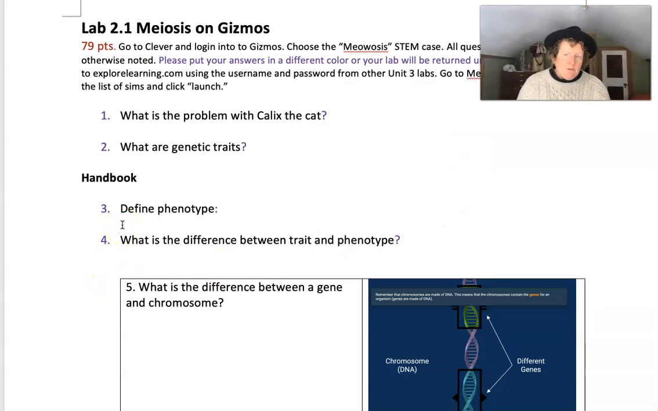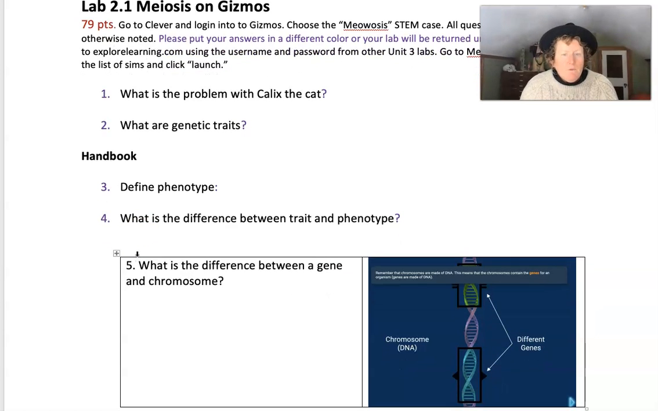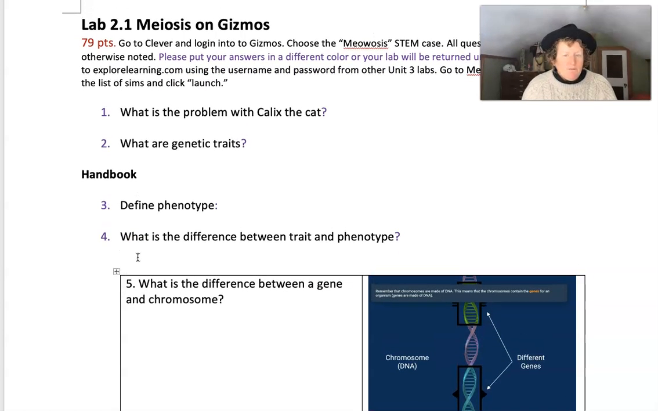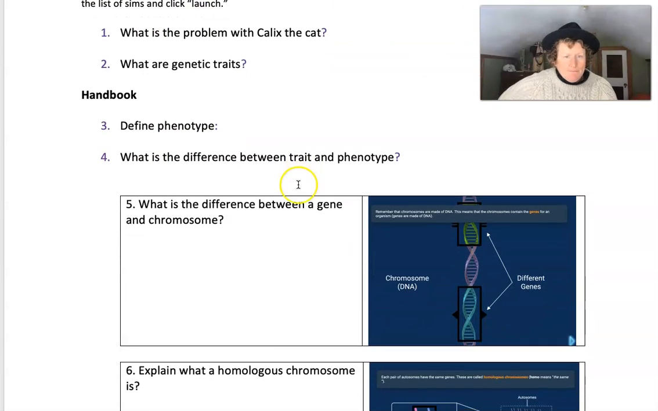Phenotypes are genetic traits we can see, like hair color, tail length, nose shape in humans, whether you have freckles or not, your skin color, those are all phenotypes. In peas, it's whether you have purple flowers or white flowers. What's the difference between trait and phenotype? Trait, you can't always see. It is inherited, but it's not always observable. Phenotype is something that you can observe.